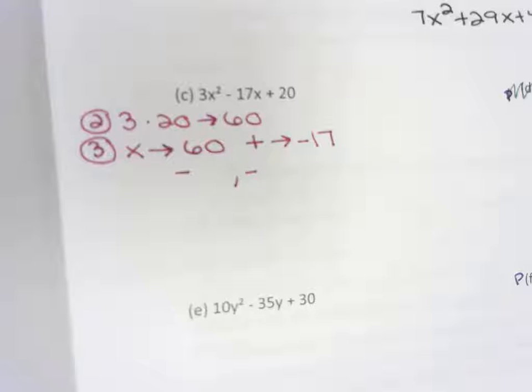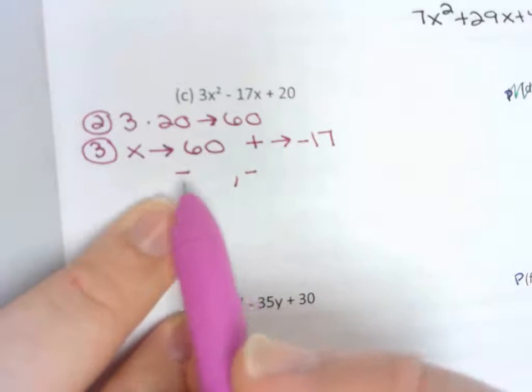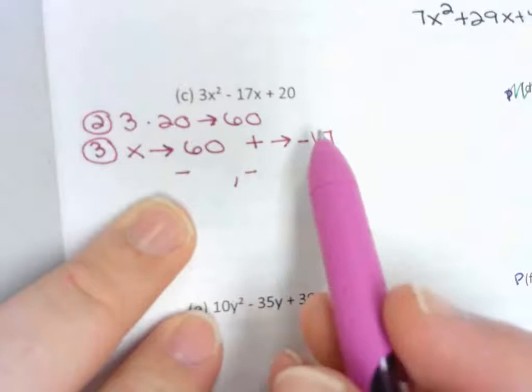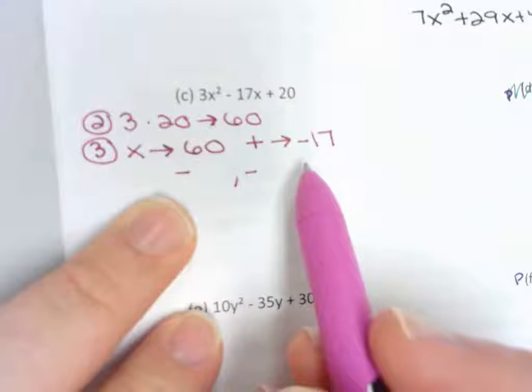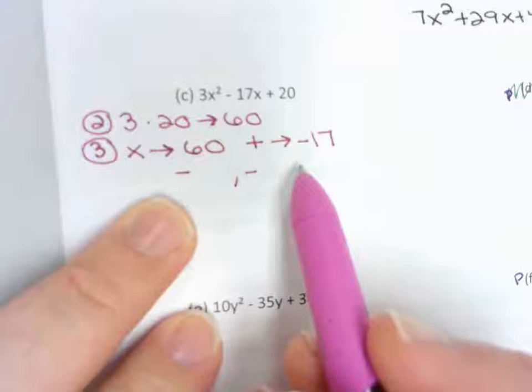No. Negative 20 and negative 3. Will 20 and 3 give me 17? It could, but think about it. If they're both negative, will 20 and 3 add to give me negative 17? No, they would add to give me negative 23. What else? Someone said it earlier.